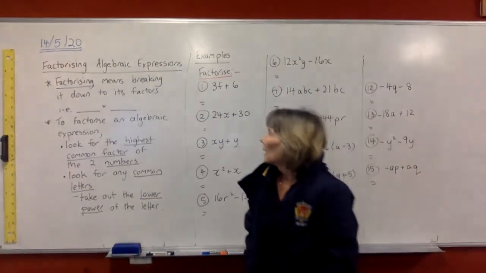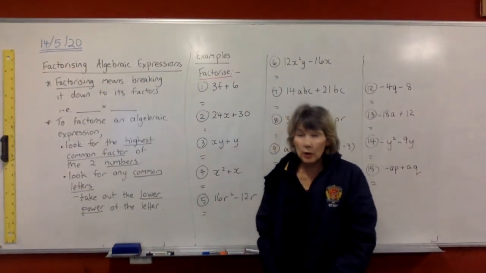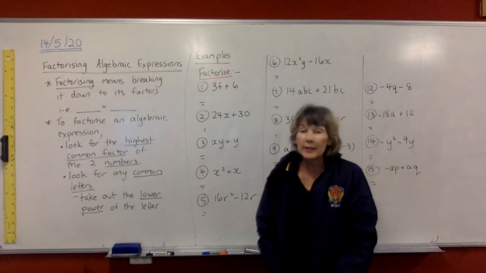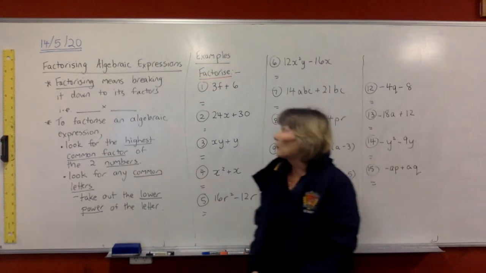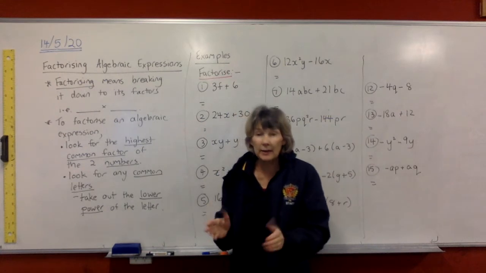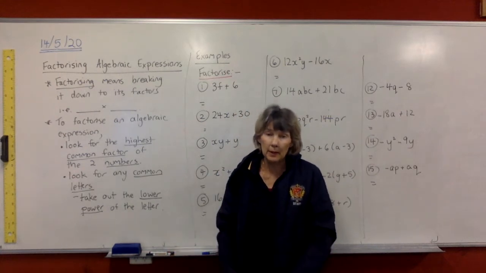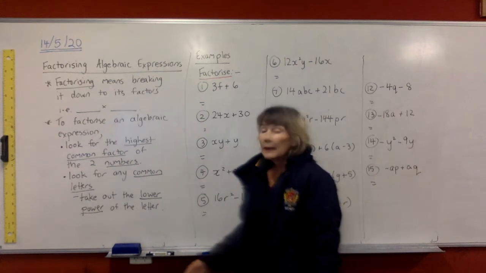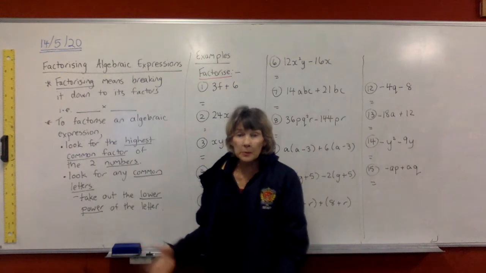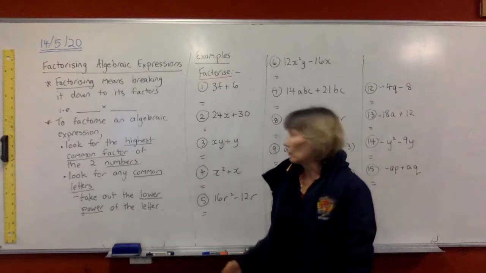Morning, Year 9. So today we're getting towards the end of the topic. We're doing factorising algebraic expressions. Factorising means that we're breaking something down to its factors, something times something. So if you're breaking 12 down to 2 factors, you might call it 3 times 4. It's a little bit different with algebraic expressions because we're going to have letters involved there.